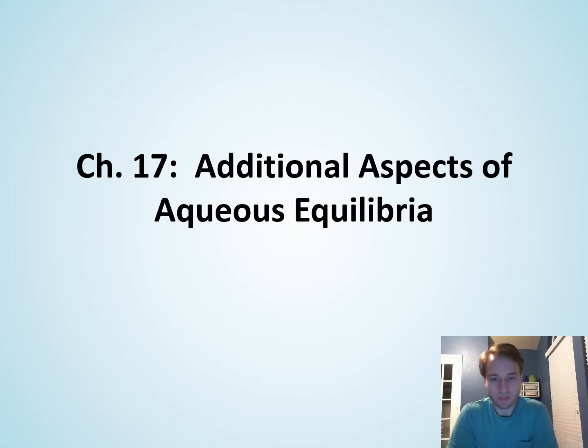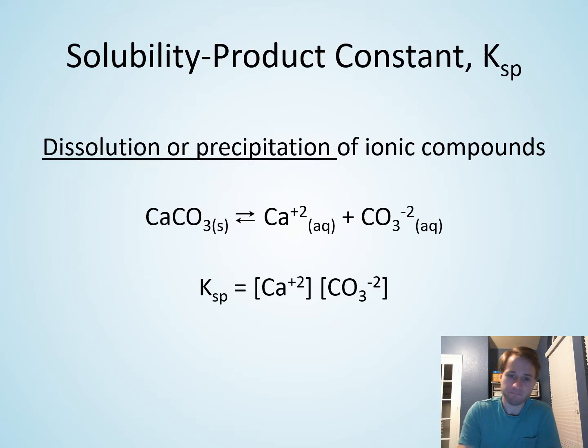Welcome everyone to the sixth video here on chapter 17. In this video, we're going to start talking about solubility product equilibrium. Solubility product equilibrium is related to the solubility product constant, labeled Ksp. It's an equilibrium constant, capital K, and then we give it a lowercase sp subscript, which just indicates a solubility product reaction.